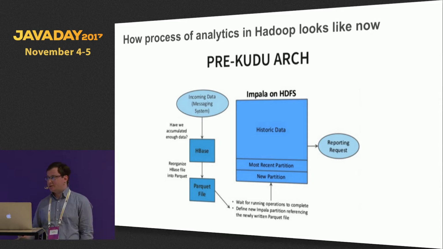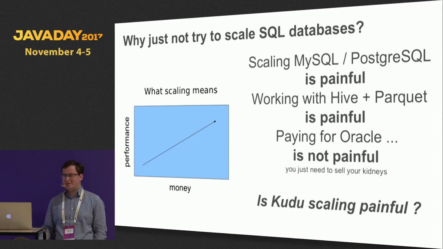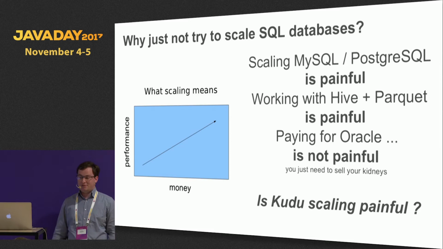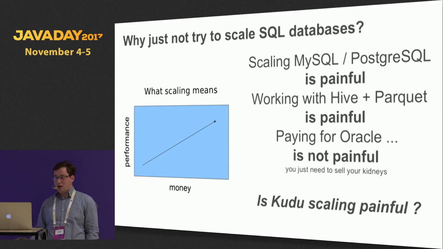But okay, this is Hadoop, but could we just scale our SQL databases and this will be okay? In fact, scaling MySQL and Postgres is really painful. If you try it at least once, you will never try it again. You could work with Hive plus Parquet, but as I mentioned previously, it's still painful. You need to keep in mind a lot of different issues.